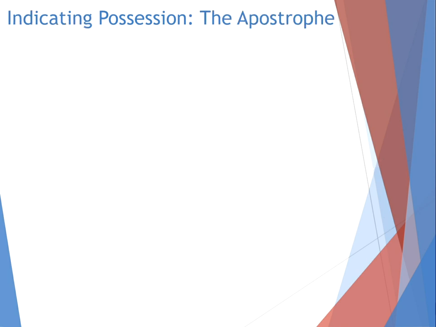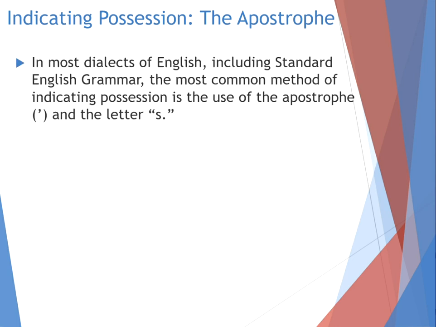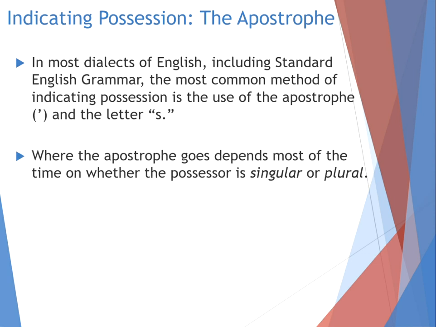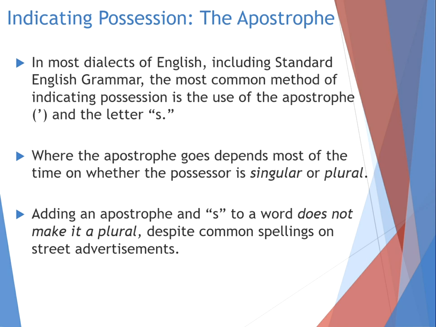Indicating possession: the apostrophe. In most dialects of English, including Standard English grammar, the most common method of indicating possession is the use of the apostrophe and the letter S. Where the apostrophe goes depends most of the time on whether the possessor is singular or plural. Adding an apostrophe S to a word does not make it plural, despite common spellings on street advertisements.